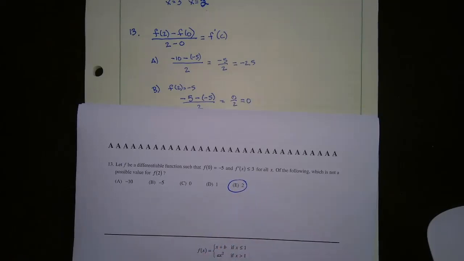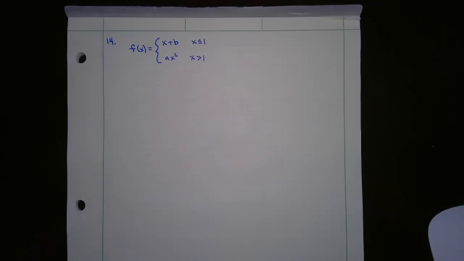Okay, so now let's go to 14. For 14, they're giving you the function f of x is equal to x plus b when x is less than or equal to 1, and ax squared when x is greater than 1. And they're asking for the values of a and b for which f is differentiable at x equals 1. So for differentiability, you have to be continuous, and we also want it to be differentiable.